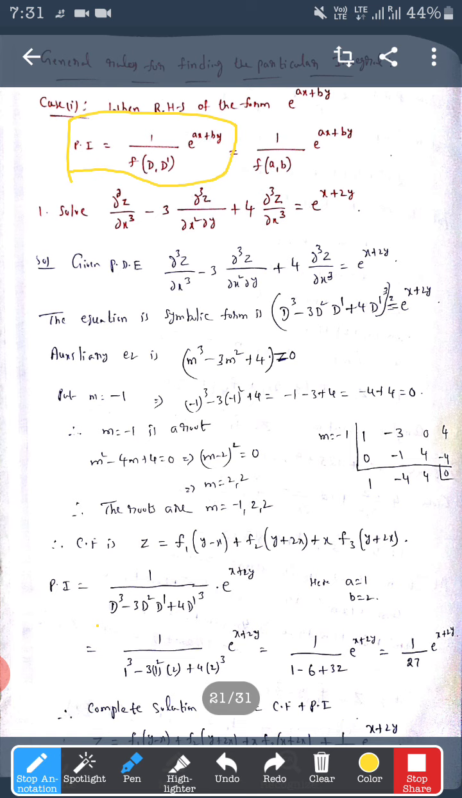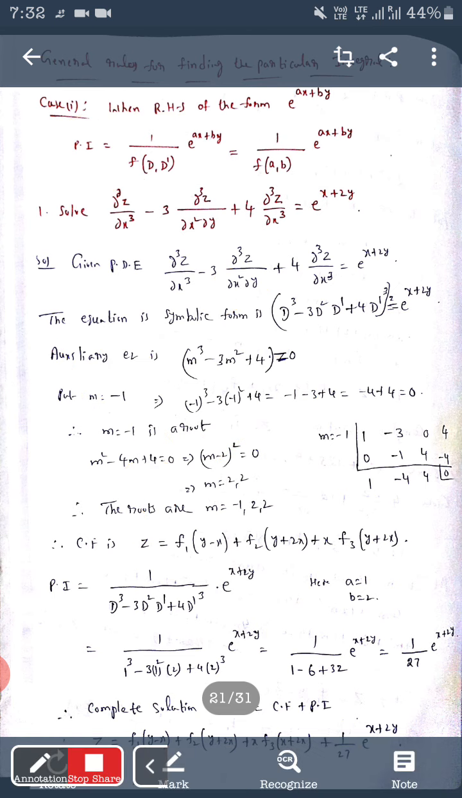So that means, if you observe this, in place of D we have to write a. In place of D dash we have to write b. That's all. So here, linear differential equations with constant coefficients are of two types.